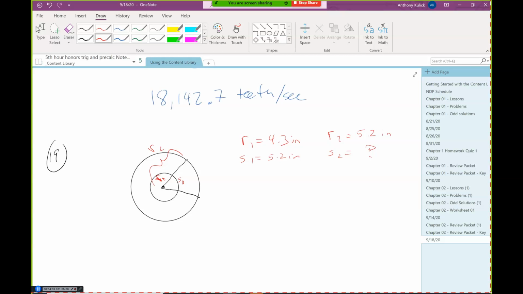So the key observation here that we're going to make is that the theta is the same theta in both of these instances, right? The angle that's involved, that's making each one of these 2 arcs, is the same angle. So what I'm going to do is take this situation, the smaller sector, and use it to solve for theta.